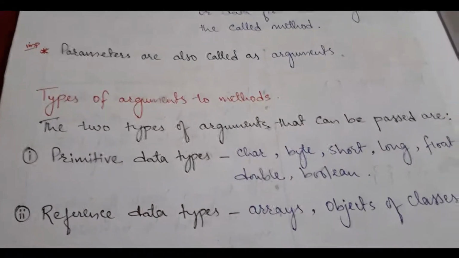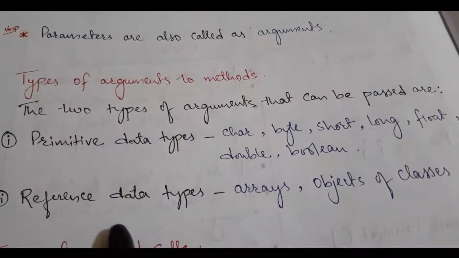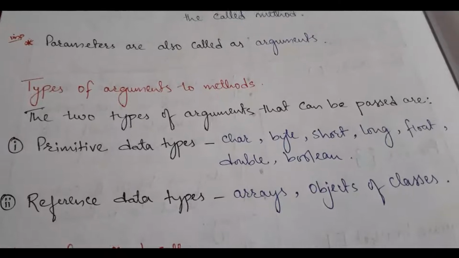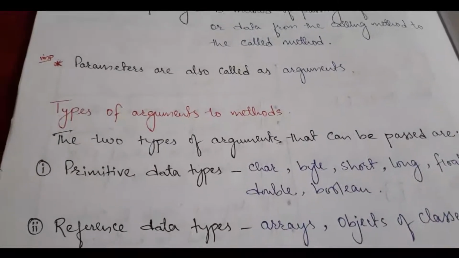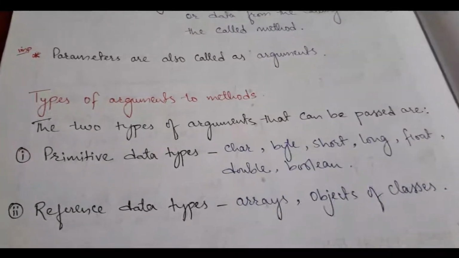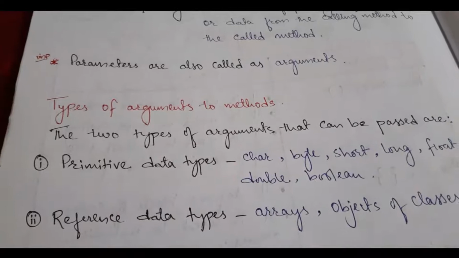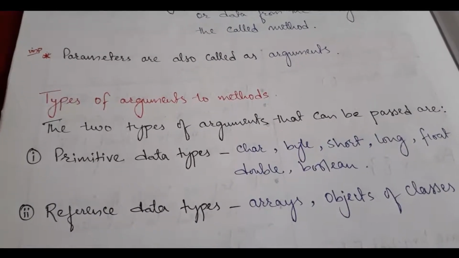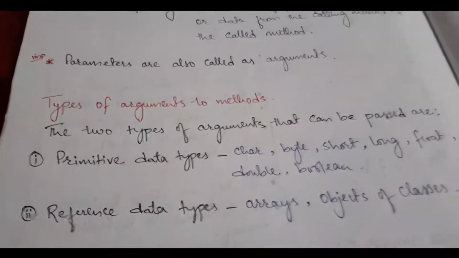And the second is the reference data type. So two different types of data types can be passed to a method inside a class or inside a program, and these are primitive data types and reference data types. Reference data types are also called non-primitive data types, so remember that, or sometimes they are also called by another name, which is composite data type.